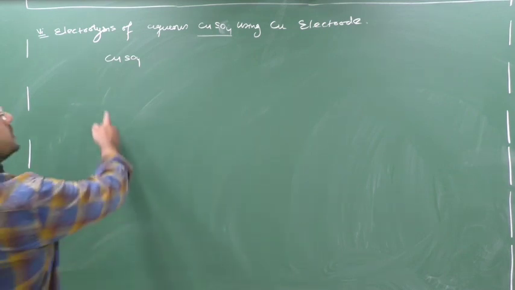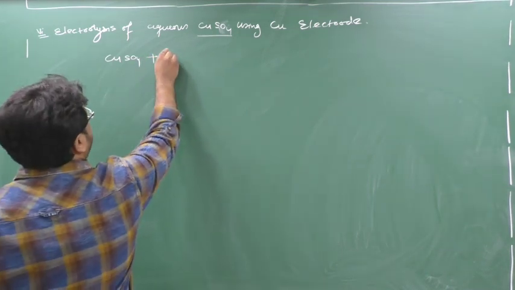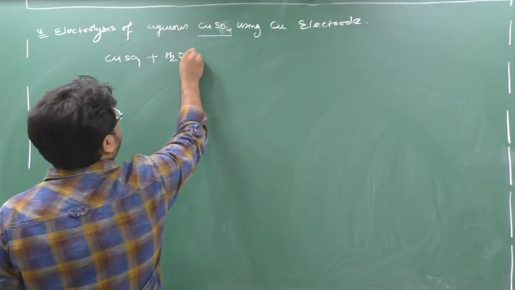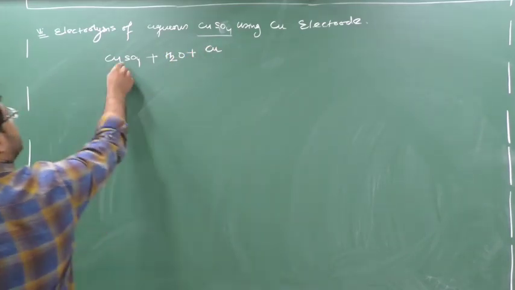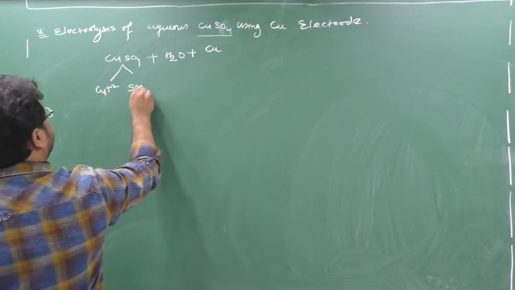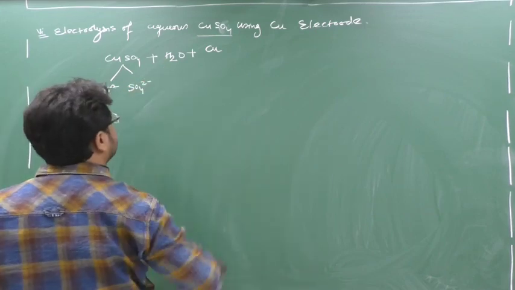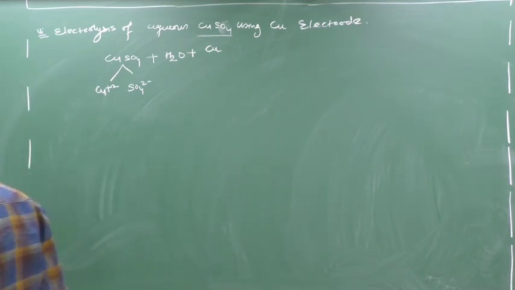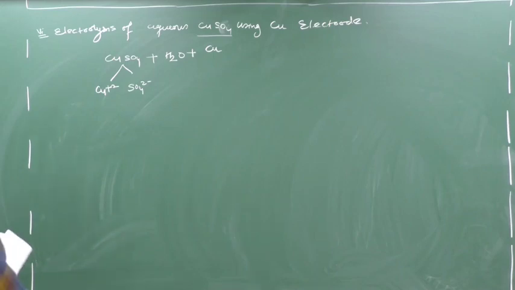So here I have CuSO4, then I have water, and then I have copper. If you split it, it will give Cu2+ and SO4 2-. This is water and this is copper. So if you go and see one by one, first we will see at the anode.